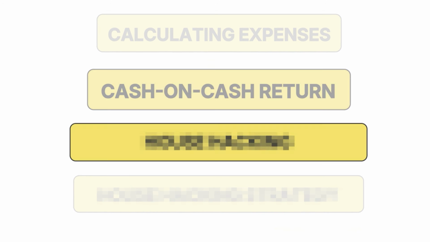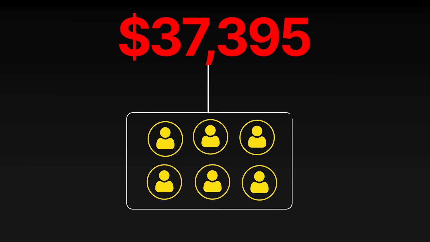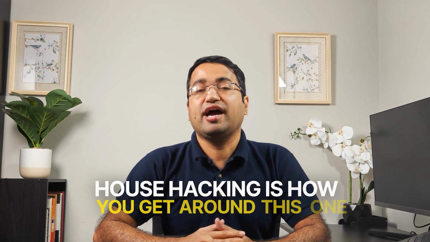House hacking. Everything I have shown you so far assumes you are buying as an investor with a 20% down payment, standard loan terms based on full market rate. That's $38,000 to close on a $150,000 property. For a lot of first-time buyers, that number is the wall. House hacking is how you get around this.